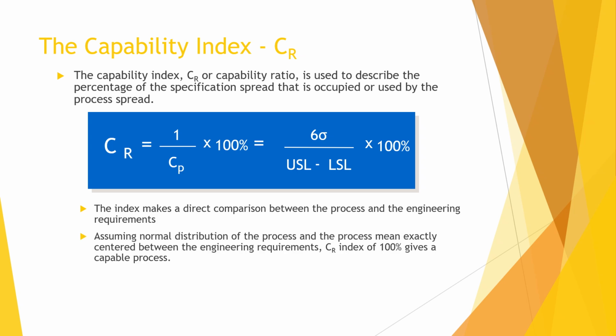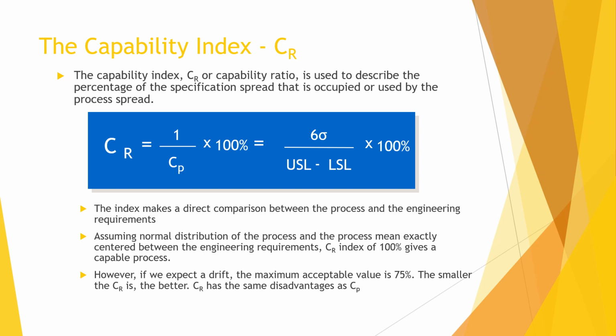Assuming normal distribution of the process and the process mean exactly centered between the engineering requirements, a CR index of 100% gives a capable process. However, if we expect a drift, the maximum acceptable value is 75%. The smaller the CR is, the better. CR has the same disadvantages as CP.